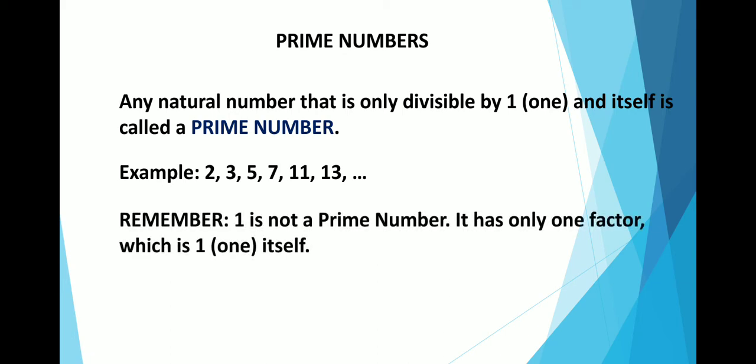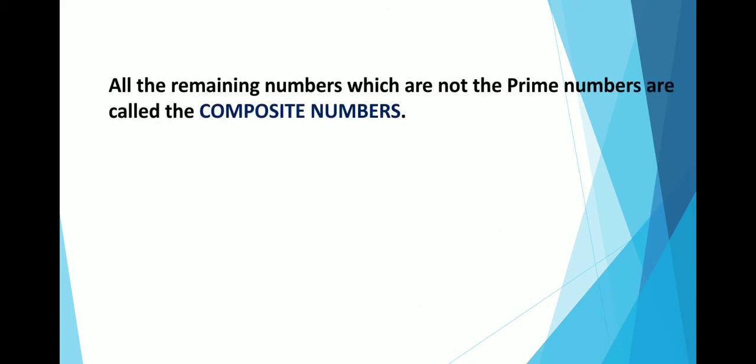But remember that 1 is not a prime number. It has only one factor, which is 1 itself, and there is no other factor of number 1. So all the remaining numbers which are not prime numbers are called composite numbers.